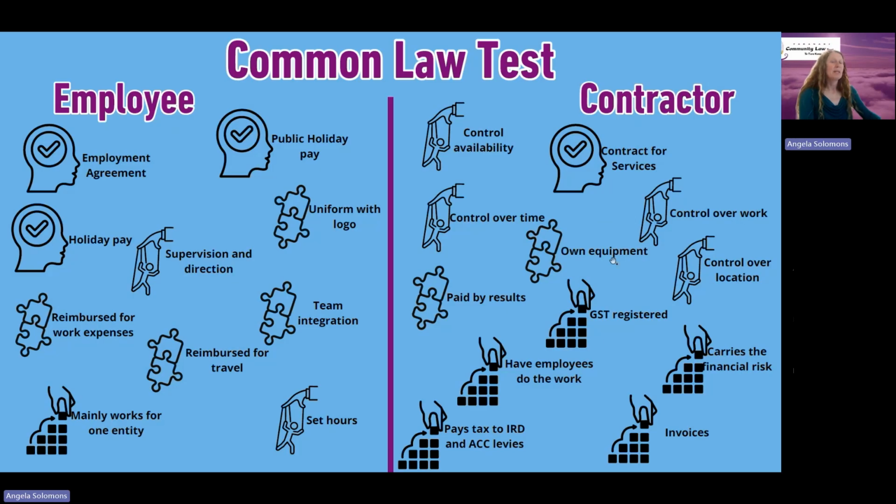Other factors that point towards somebody being a contractor: control basically over yourself, control over where you work, when you work, what work you do at what point. So it might be that you have an overarching thing to achieve, but how you get there is up to you. That points towards being a contractor. Having your own equipment rather than having it supplied to you, being paid by results, and then a whole bunch of these economic reality ones that includes things like paying tax.